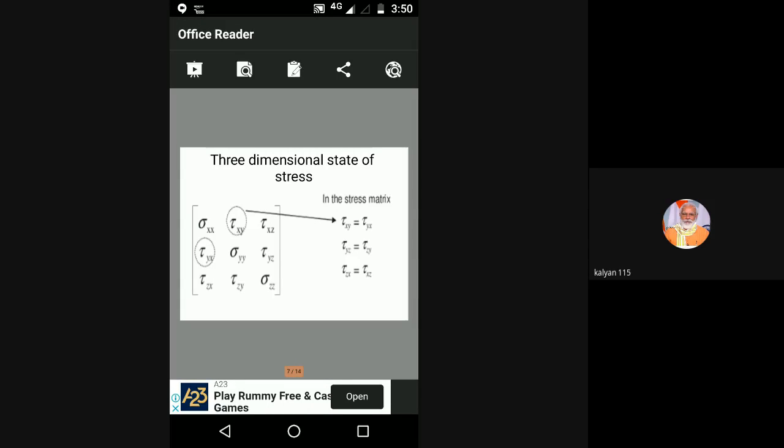And one more thing you have to remember: stress at a point. What is the meaning of stress at a point? Please remember, the stress is always defined at a point only.